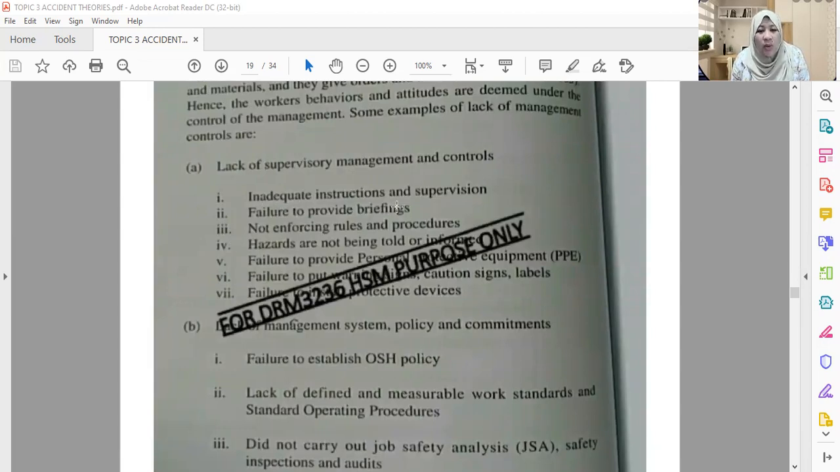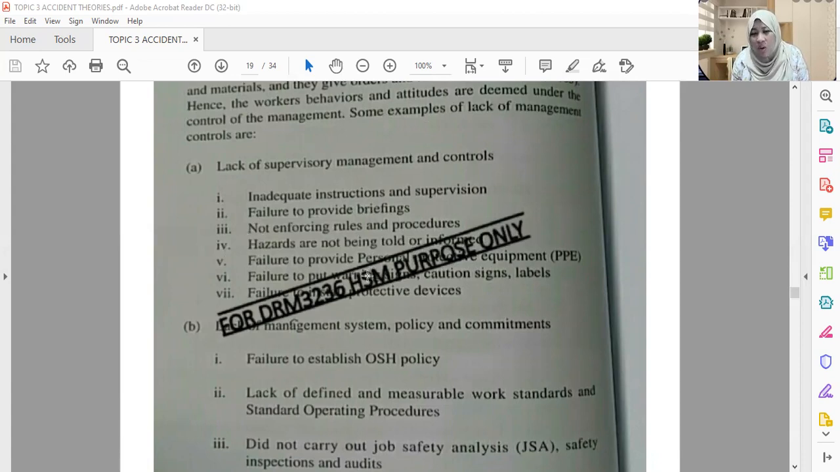It can be derived from around 7 factors. Inadequate instruction and supervision: no proper instruction, no clear directions. Failure to provide briefing, so they don't have any briefing on what to do and the next steps. No enforcing of rules and procedure, no SOP. Hazards are not being told or informed, so you didn't say that this work is dangerous or risky. You did not even tell and inform, so this is your wrong.